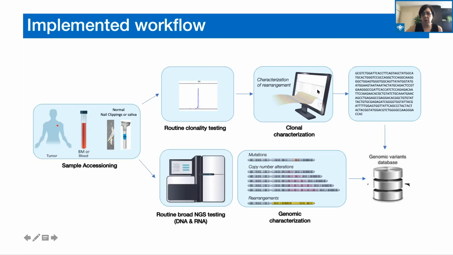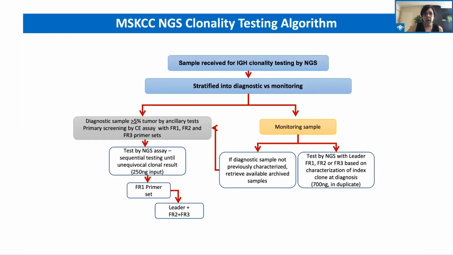This clonal sequence gets saved in a database, along with all of the mutations that we got from the genomic characterization with both DNA and RNA, for fusions, for copy number alterations. And then we, again, save this in a database where we wait until we get the second sample for monitoring. Samples in general, for clonal rearrangement, as they come into our lab, get stratified into diagnostic and monitoring samples.